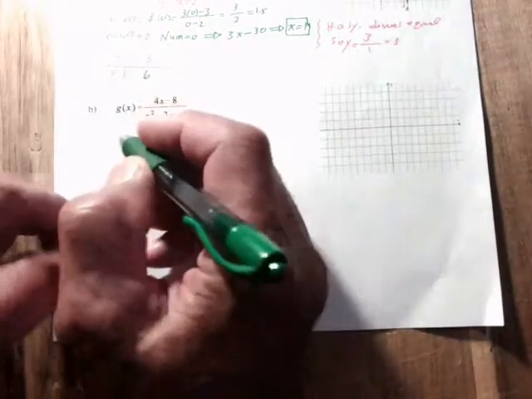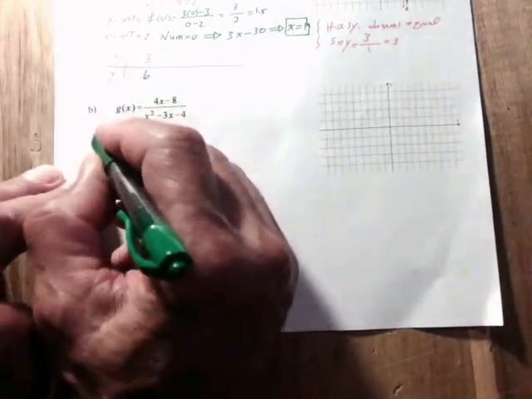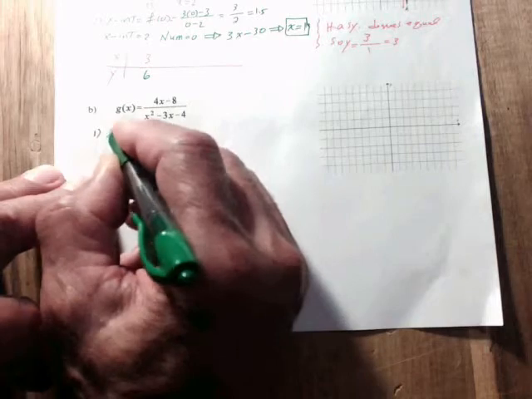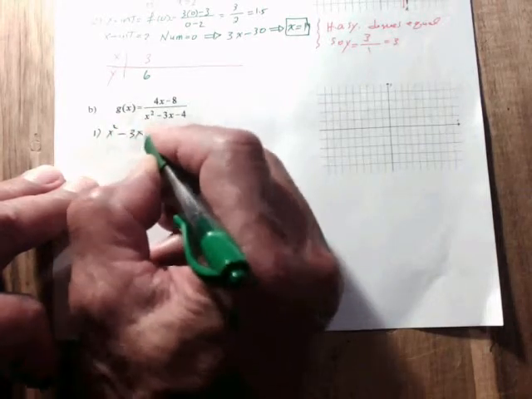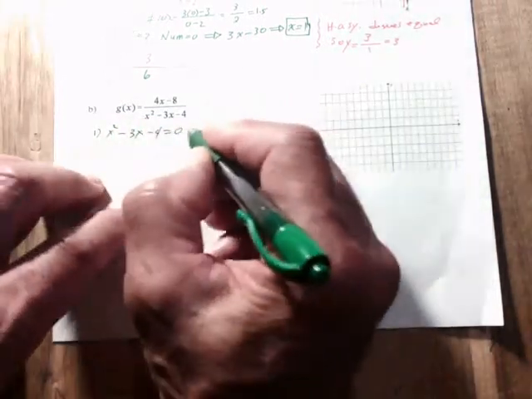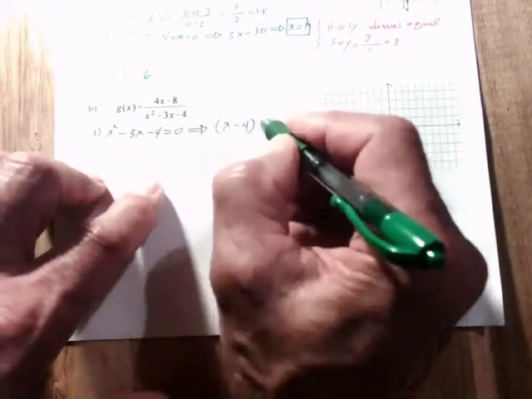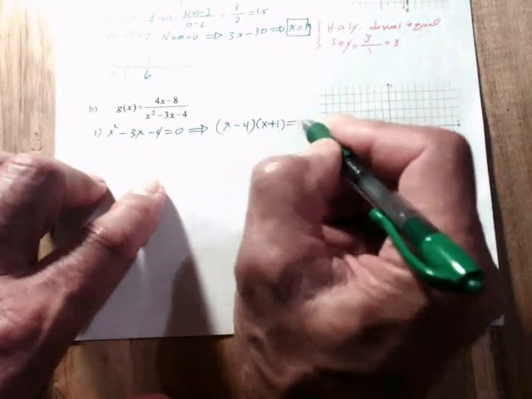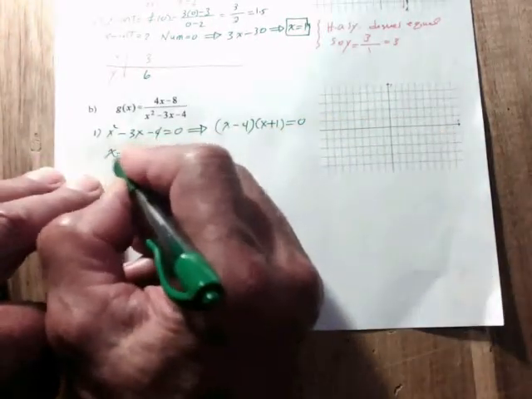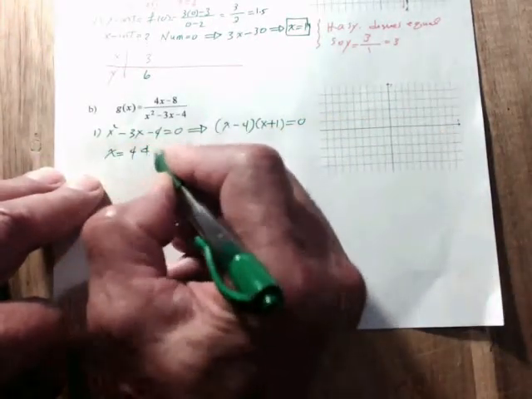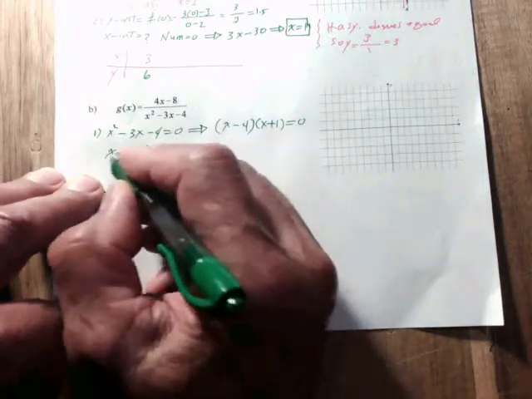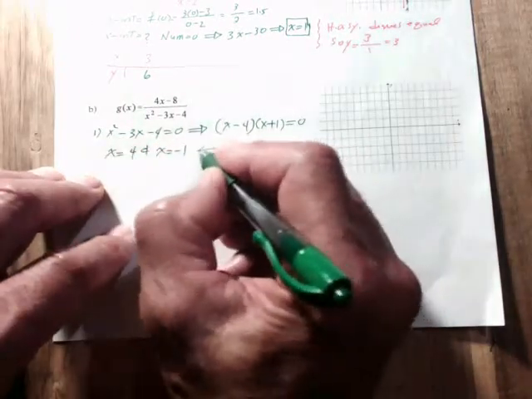First, I put the denominator equal to 0: x squared minus 3x minus 4 equal to 0. I can factor this actually: x minus 4 times x plus 1 equal to 0. So I get two values, x equal to 4 and x equal to minus 1. So these are the asymptotes.